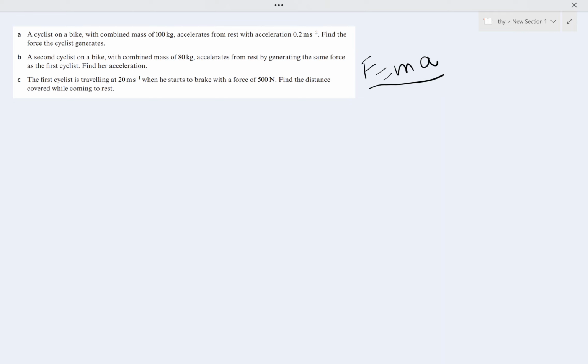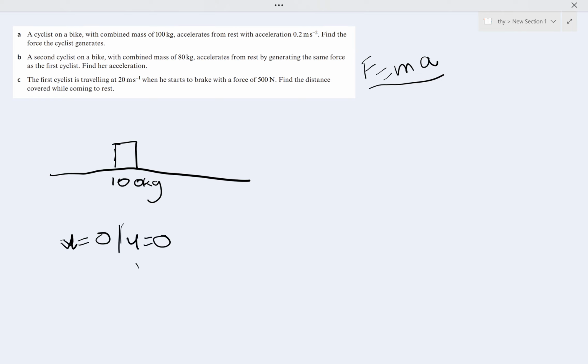So I always like to start out by drawing a diagram. In general, I just represent any mass with a block. The mass is 100 kilograms. They say that they accelerate from rest with an acceleration of 0.2. What does it mean to accelerate from rest? That means that when they start out, this object is at rest, it's not moving. So its initial velocity, which we call u, is 0. And then they tell us that the acceleration is 0.2.